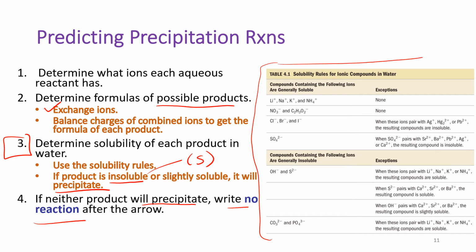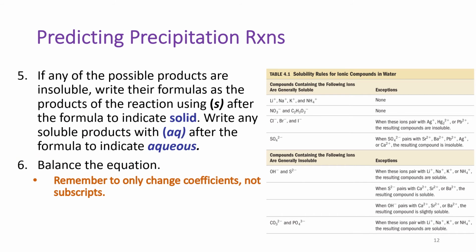If none of your products form a precipitate, that means you have no reaction. So just like we saw previously on that slide where we had two reactants that don't produce a product, that means you don't have a reaction. And whenever you have a precipitate form, you would indicate that it's a solid by writing what the state is. And then if something is soluble, you would say that it is aqueous, so it's still dissociated into its ions in the water. And then finally, you would balance the equation. So just a reminder, don't change the subscripts, you're only changing coefficients.